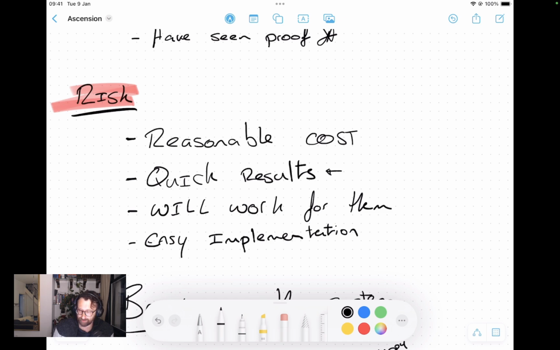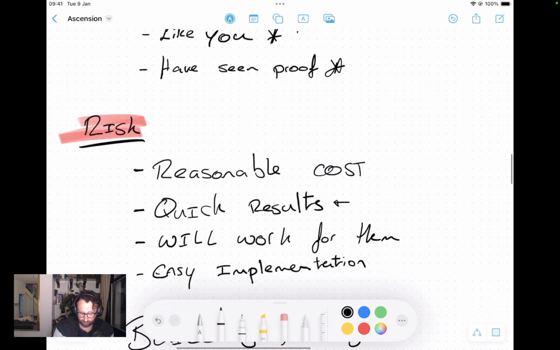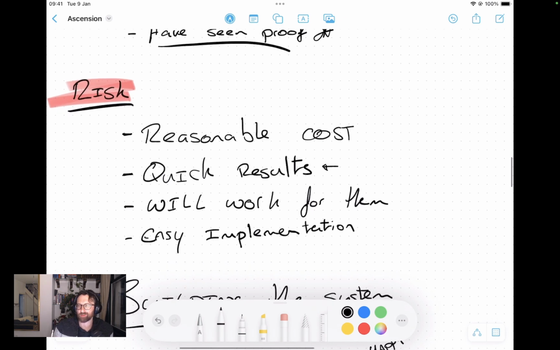The other thing with the risk is, that's all well and good, and this ties in with having seen proof. That's all good that it works for you. You've got 12 years in growth marketing. Of course it works for you, you know what you're doing. Will it work for me? So you need to lower that perceived risk, like this will work for anyone. And how hard or easy is this to implement?